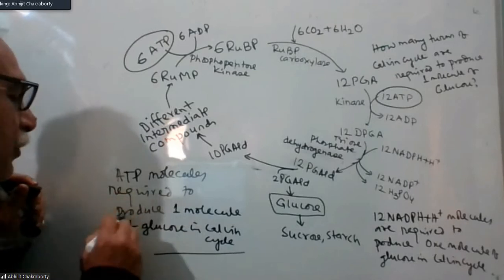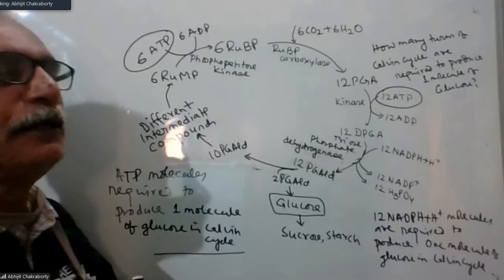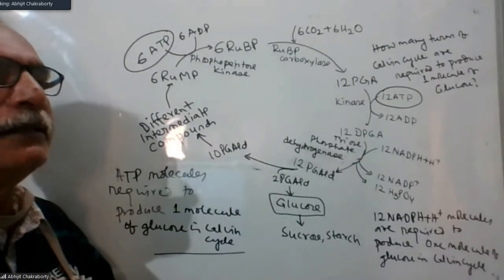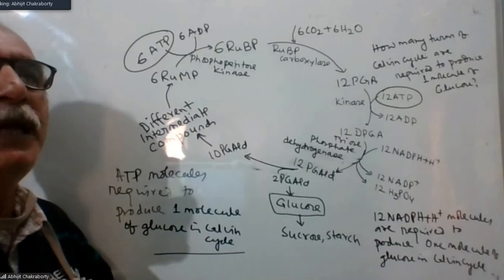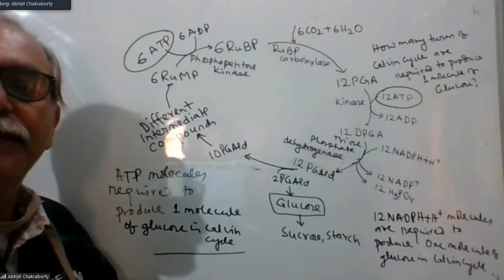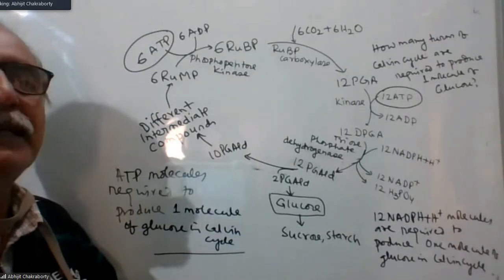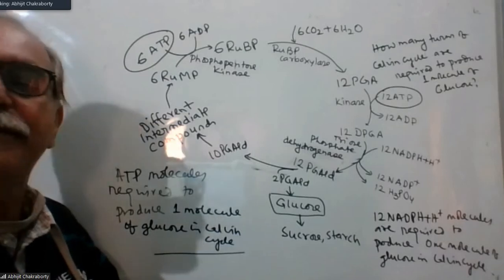Is this clear? So 6 molecules of carbon dioxide are required to be fixed to produce 1 molecule of glucose in Calvin cycle. Hence, 6 turns of Calvin cycle are required to make 1 molecule of glucose. Clear?